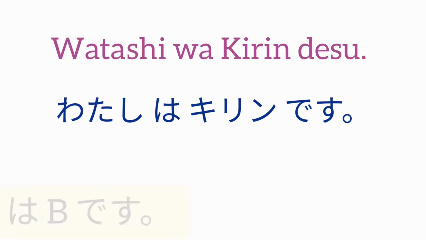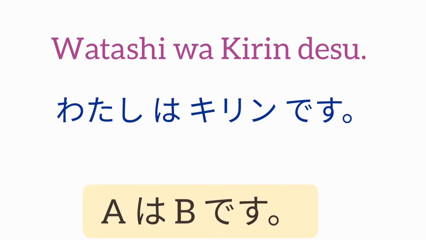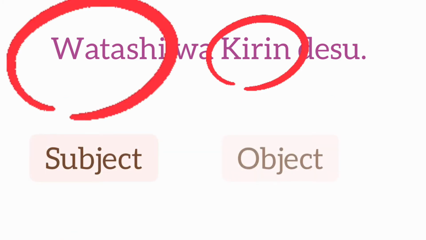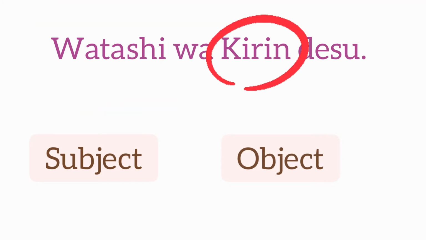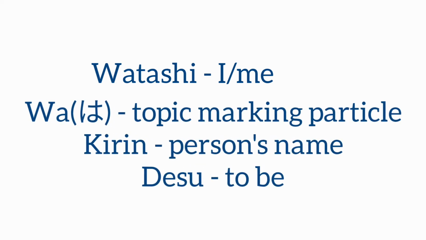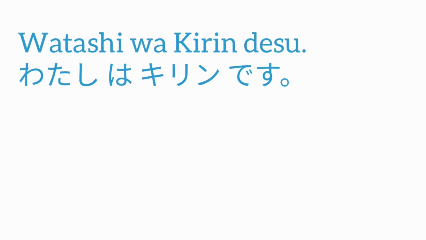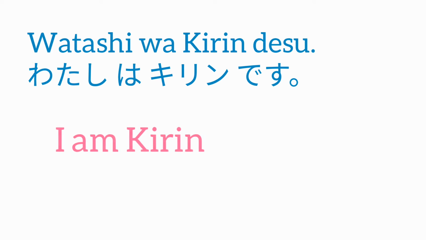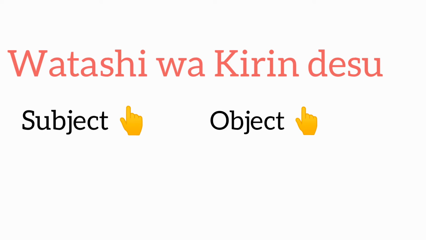This sentence is following the A wa B desu form. It has a subject and an object. The meaning is, watashi means I or me. Wa is a topic marking particle. Kirin is the name of the person. And desu means to be. So, watashi wa Kirin desu means I am Kirin. So simply you can say your name by using this pattern. In this sentence, the subject is watashi and the object is Kirin.